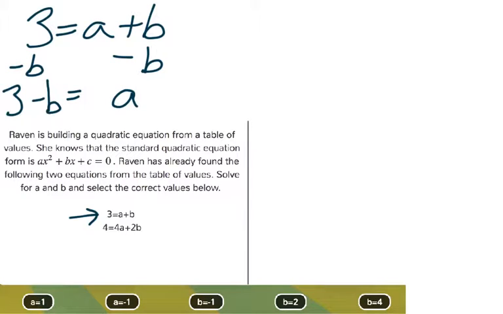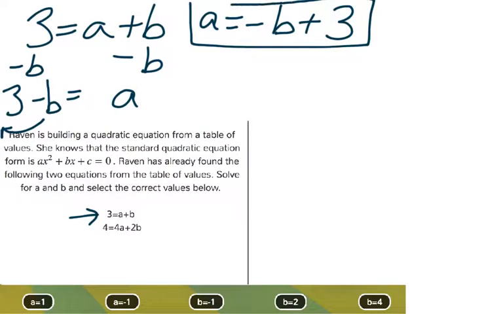Another way to write that that's a little simpler, I think, is a would be equal to negative b plus 3. I don't like that minus b, so I'm going to move it to the front of the equation. So it's negative b plus 3, because the 3 is still positive. So that's actually my isolated a. Now if I plug that into the other equation, don't plug it into the same equation, plug it into the other equation, you can actually find your answers.